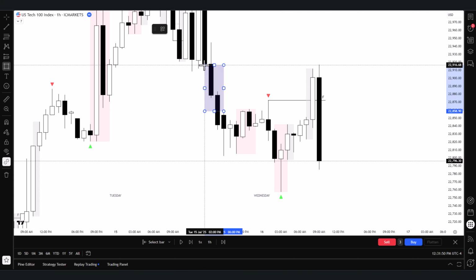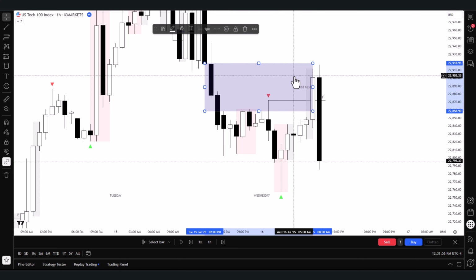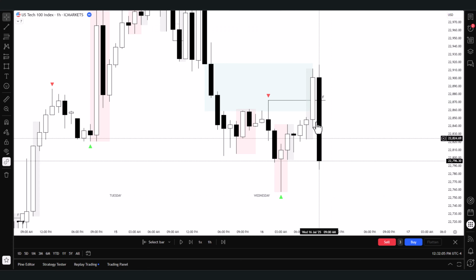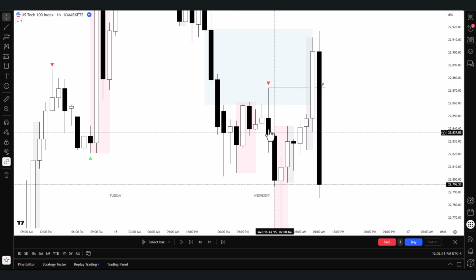And FBGs. There was an FBG also there, but 6 AM already filled the FBG. That means this FBG is not valid for me. The only valid key level is this swing high point and these FBGs. So what did price do? At 8 AM, price sweeps the London and Asian highs. So our New York session's bias becomes sell.